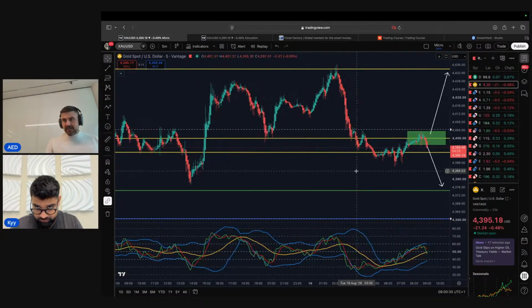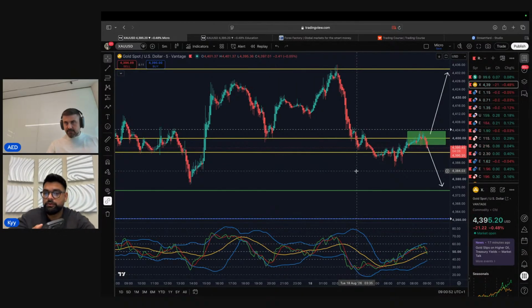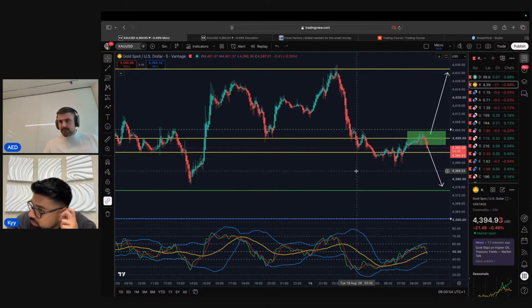Now I'd like to sell off here and then come back down to that 4,386 level, or a bit lower than that, which would be nice. If we went from 4395 to 4386, happy days. Agreed. It is a very nice zone for sure.